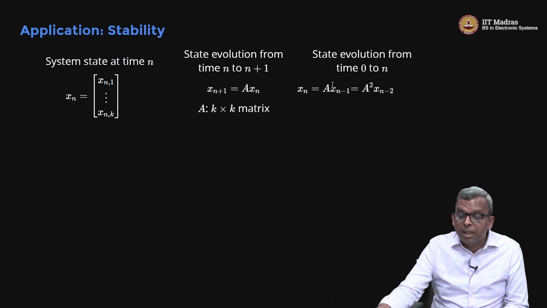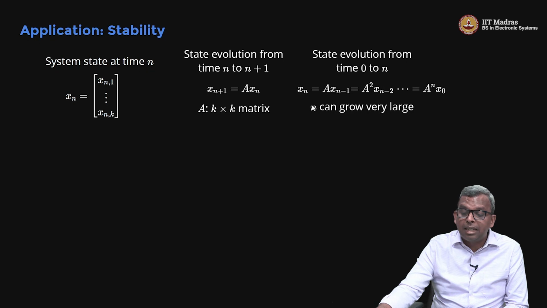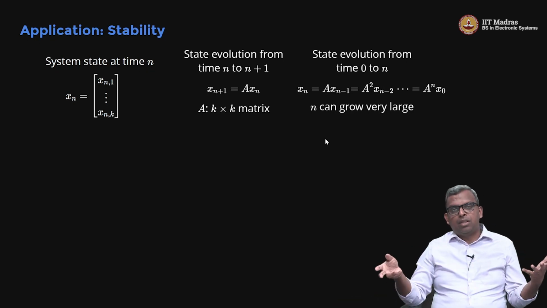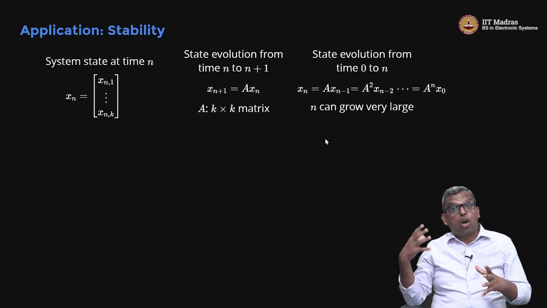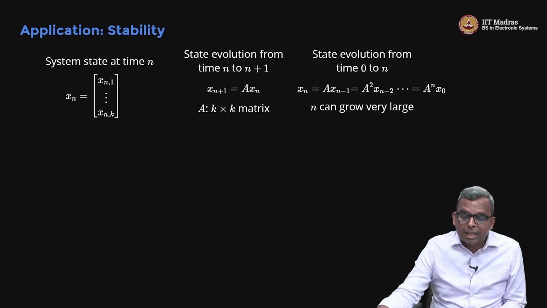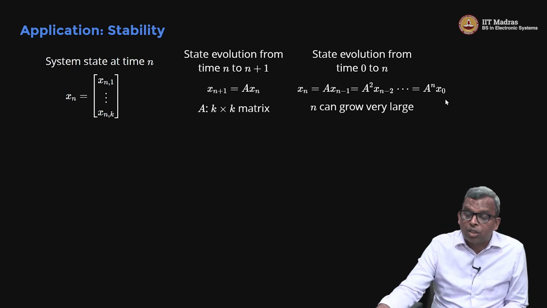Because I can write xn minus 1 as another a times xn minus 2, and a into a is a squared. Now you keep repeating this, you'll see that you get a power n into x0. And this n can keep growing very, very large, right? So you want it for all time. And so this xn is a power n into x naught.